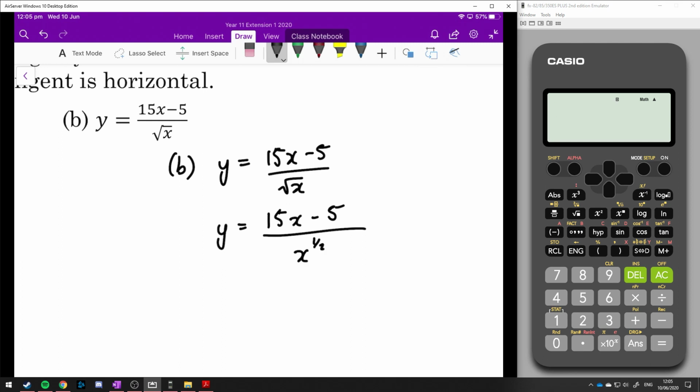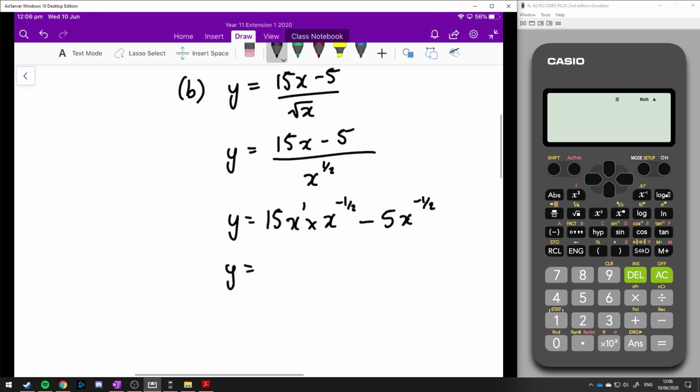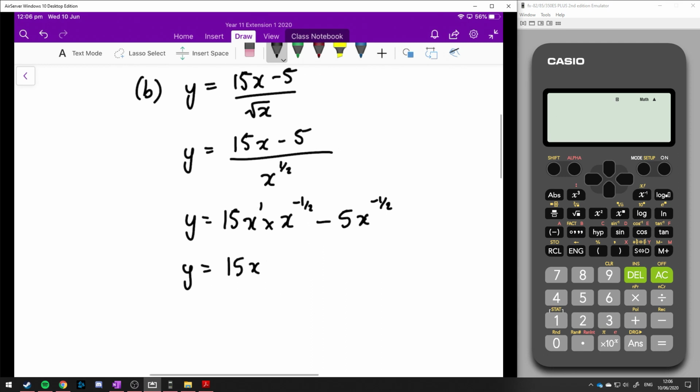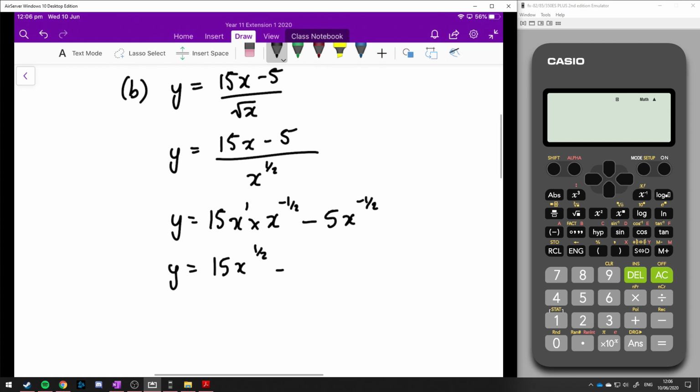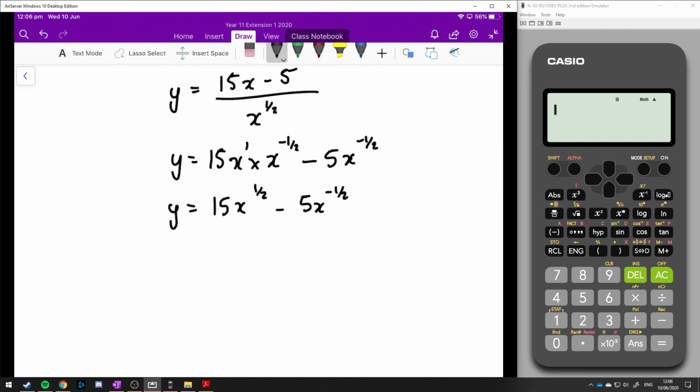Okay, and now that we've got that, we're going to write this as y is equal to 15x divided by x to the half, so this is the same as 15x times x to the power of 1 times x to the power of negative half, minus 5 times x to the negative half as well. Now using our index laws really quickly, if we're multiplying two indices, we add the powers. So it's going to be 15x to the 1 half minus 5x to the negative half. Okay, so that's our function.